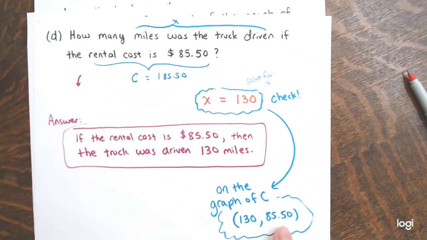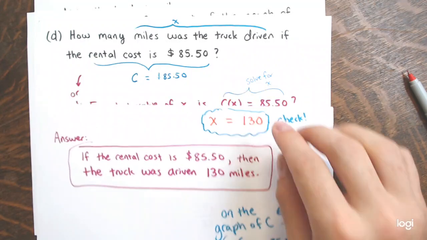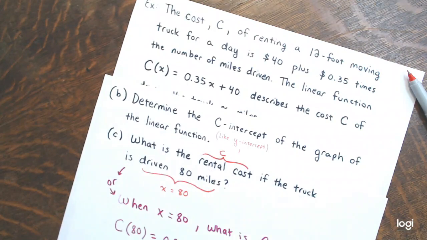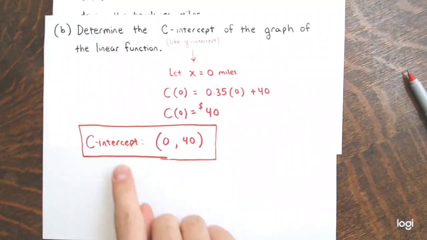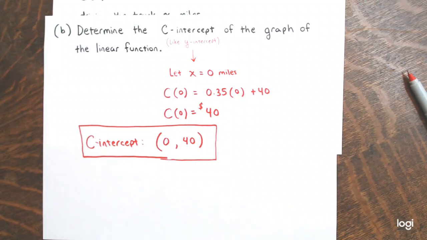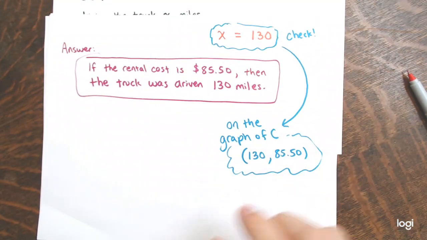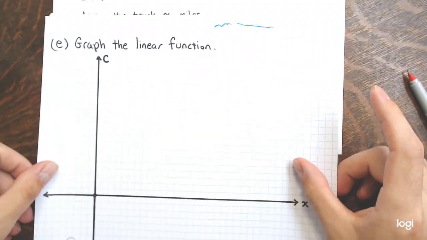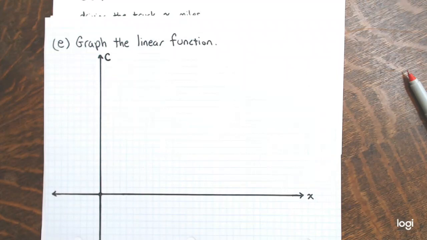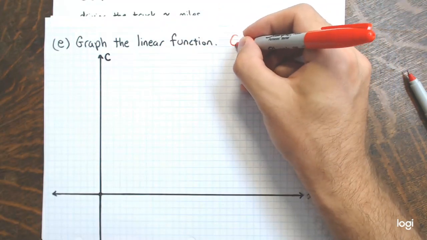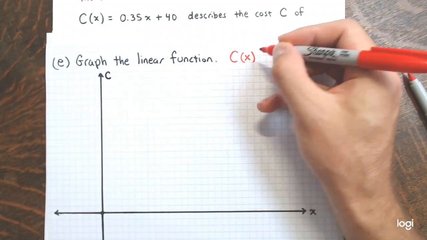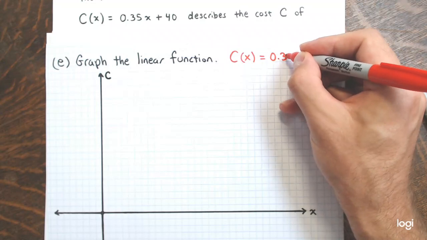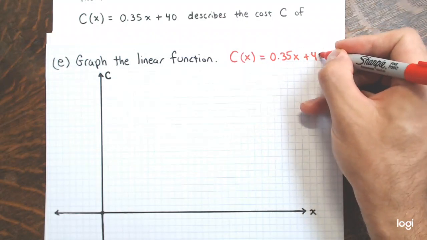I have 130 for X, 85.50 for C, and then from part C, I have 80 for X, 68 for C, and then for part B, I have the C intercept, 0 for X and 40 for C. All right, so now we finally get to part E, where I'm asked to actually graph the function. So I'll write it up again. What was that function? It's still up here, but I'll write it on this page in case I lose it. C of X equals 0.35 times X plus 40.